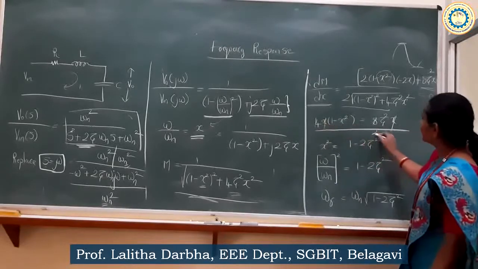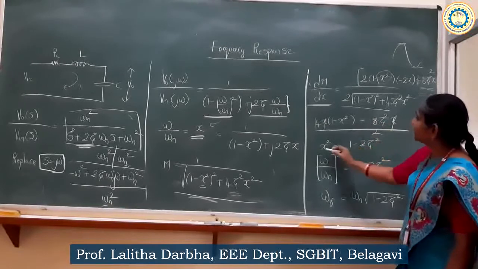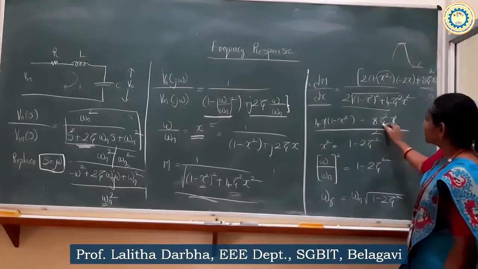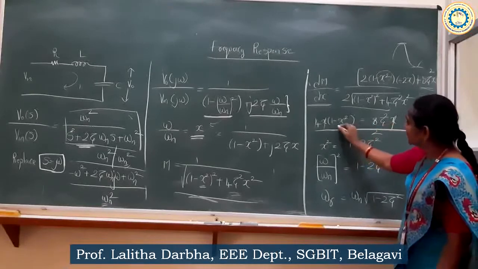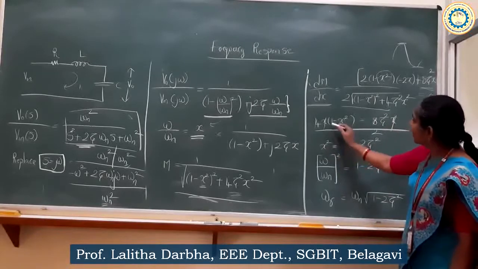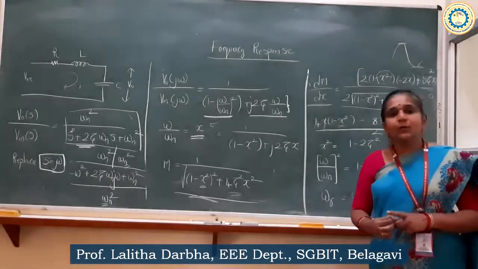Now 4 2's are 8, x and x get cancelled. So what are we left with? 1 minus x square becomes 2 zeta square. This minus x square, we shift to the other side. What are we going to get? 1 minus 2 zeta square is x square, or x square is 1 minus 2 zeta square.